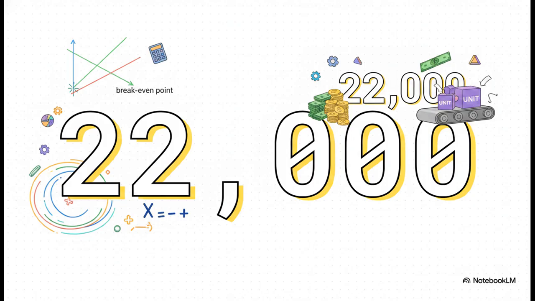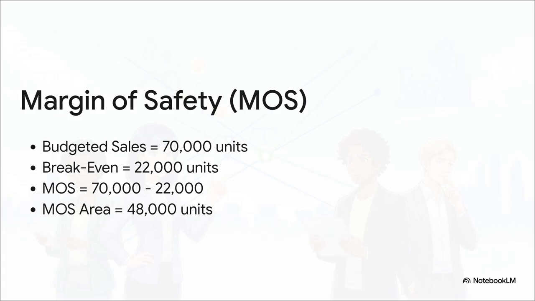Pretty straightforward, right? But wait, what if we want to know our cushion? To find your margin of safety, or MOS, you simply take your budgeted 70,000 units and subtract that 22,000 break-even point we literally just calculated. That leaves us with a safe 48,000 units. The margin of safety is exactly what it sounds like. It tells us exactly how much our sales can drop before we actually start losing money.